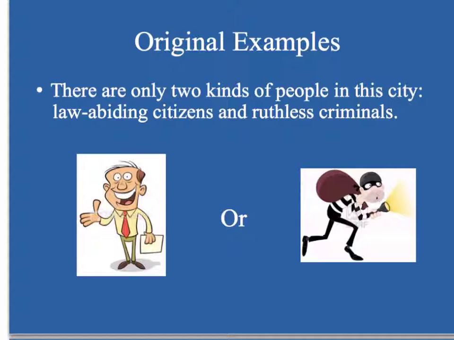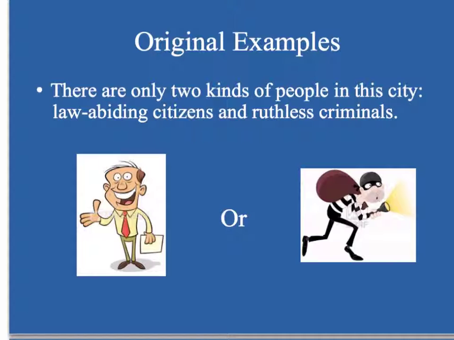In our second example, it says there are only two kinds of people in the city: law-abiding citizens and ruthless criminals. Now, this is untrue also because there are some people who are not law-abiding, but that doesn't make them a ruthless criminal. Some people feel that there are minor charges and there are extreme charges, comparing shoplifting to murder, and comparing picking up a piece of trash on the highway to going to vote. All these things can be considered in the mix of being a law-abiding citizen or being a ruthless criminal.